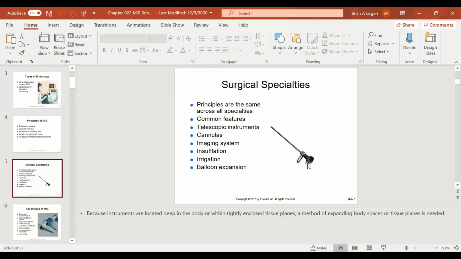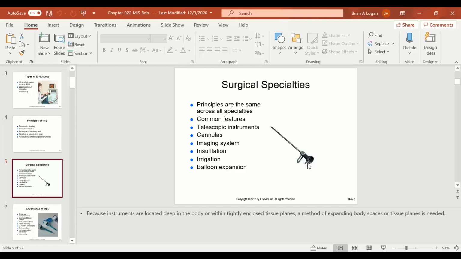You need some kind of imaging system. You need a monitor. You need somewhere to plug the camera into, somewhere to plug your light source and everything, so that you can get a picture on your little TV screen, so you can actually see what you're doing. And there's that insufflation versus irrigation, insufflation or distension, depending on where you're working.